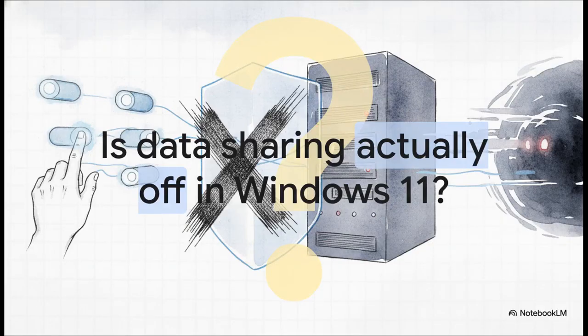You jump into your Windows 11 settings, you find all those data sharing toggles, and you flip every single one of them to off. You're completely private now, right? Your computer is totally silent? Well, no. And that is exactly the core problem we're tackling today. We are going to expose the illusion of that off switch.